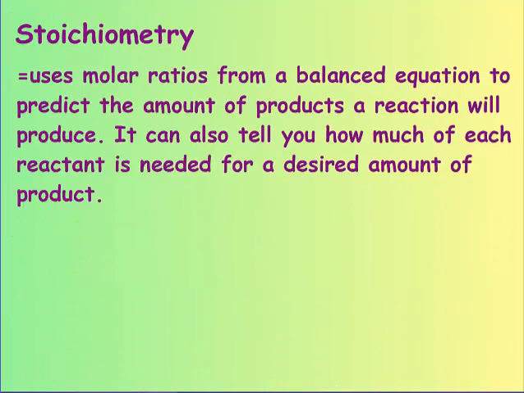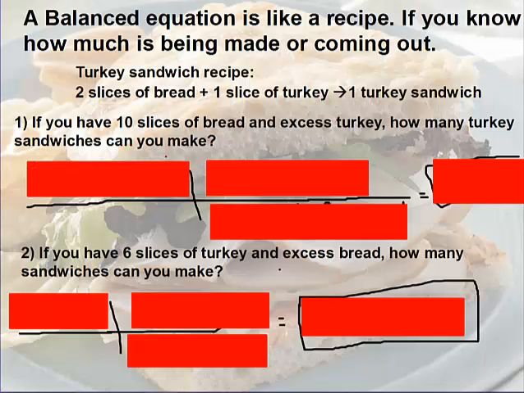Stoichiometry uses molar ratios from a balanced equation to predict the amount of products a reaction will produce. It can also tell you how much of each reactant is needed for a desired amount of product. A balanced equation is very similar to a recipe if you want to know how much is being made or coming out. Here we have a turkey sandwich recipe.